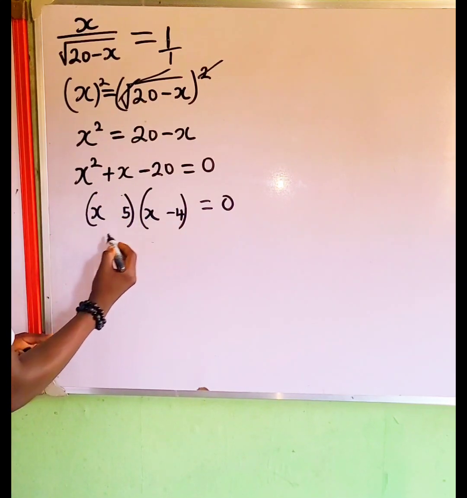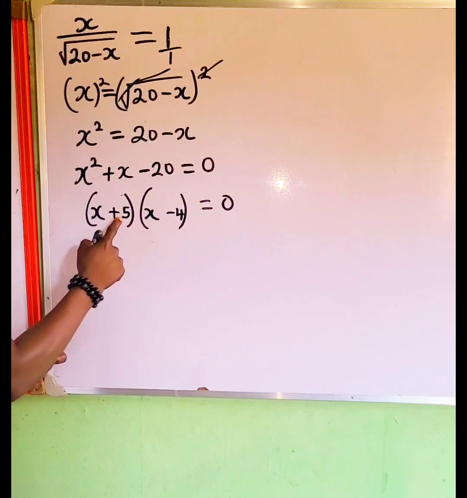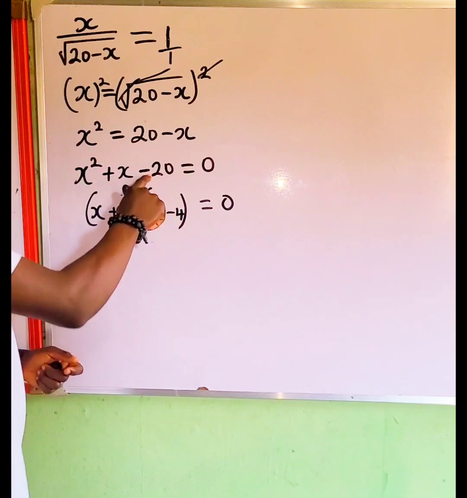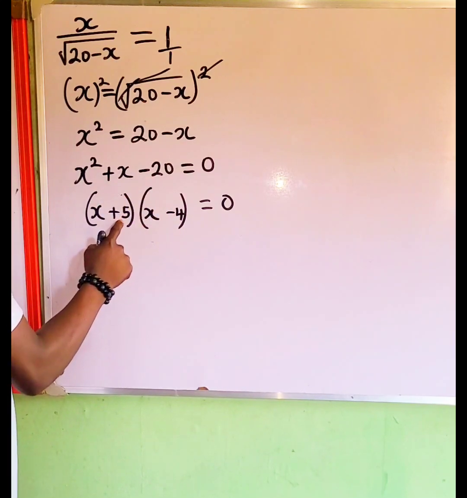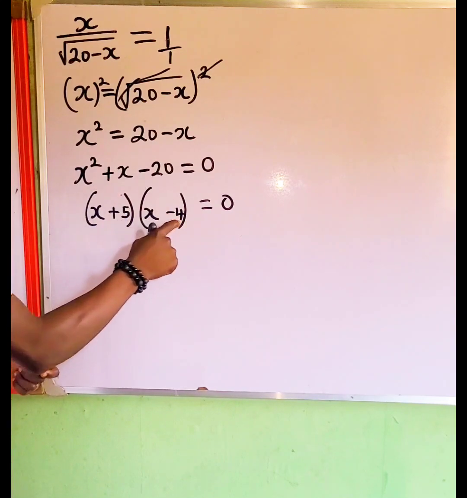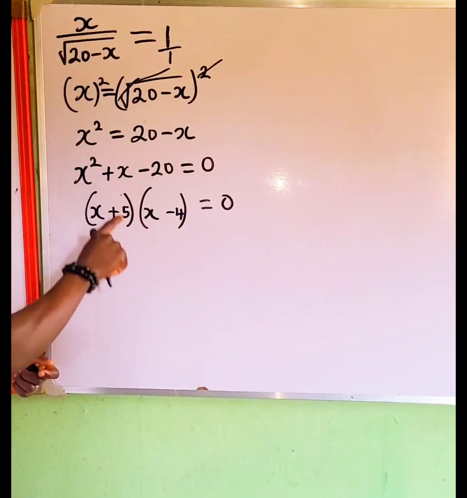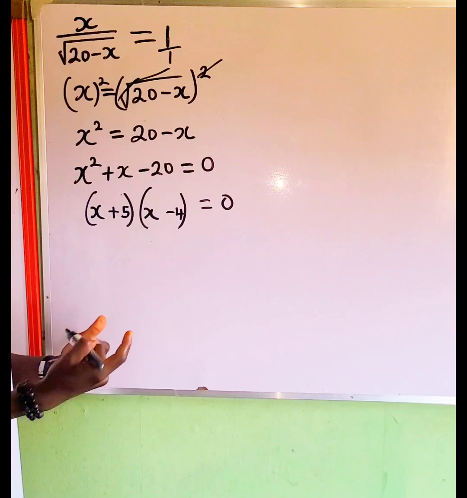So we're going to put negative here. Then here is going to be positive. 5 multiplied by negative 4 is negative 20. Then 5 plus negative 4 is going to give us positive 1. So these are the two factors we're going to use.